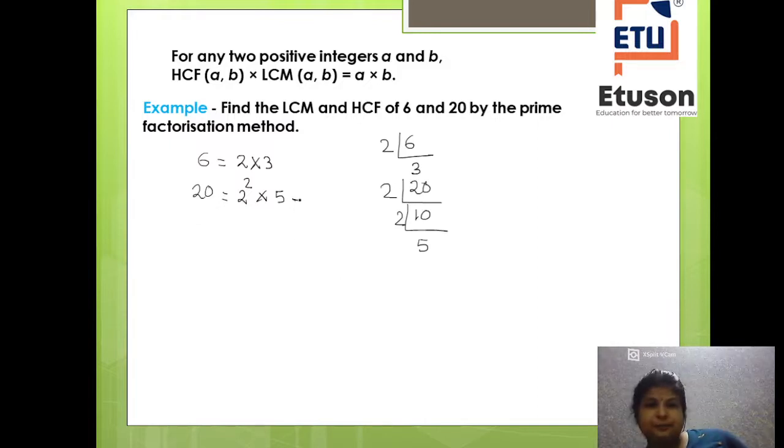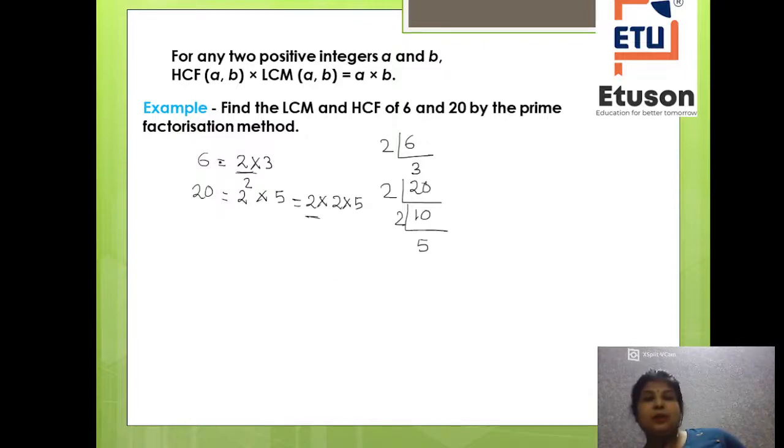I'll just write it in this way so that you can find out the common factor over here. So in 6 and 20, compare the common factor, it is 2. Correct or not? It is 2. So usually the highest common factor, HCF, is the lowest power of the common factor.